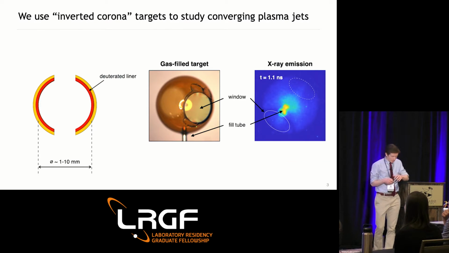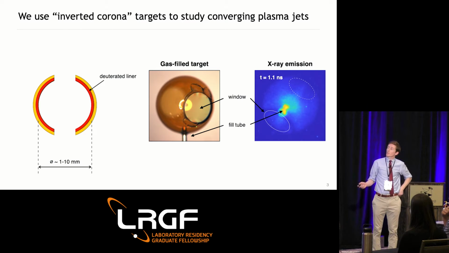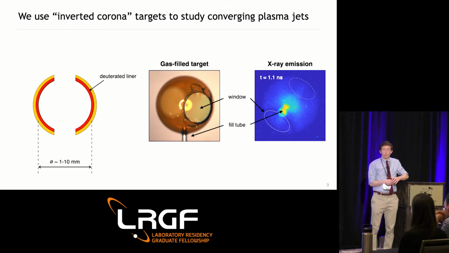The specific experiment that we're going to look at is something called inverted corona targets on these laser facilities. Specifically, what I'll be showing is Omega stuff. An inverted corona target consists of a hollow plastic sphere, usually with a deuterated liner on the interior surface, that can either be hollow in vacuum or with a low-density gas fill, with one or more laser entrance holes.